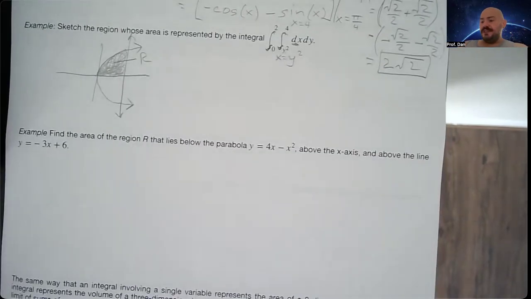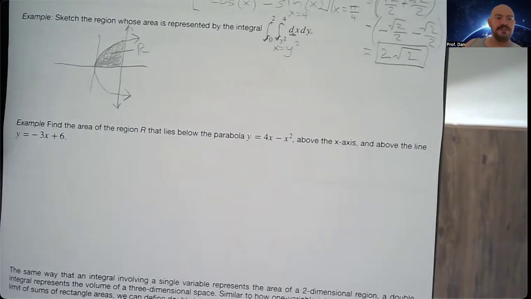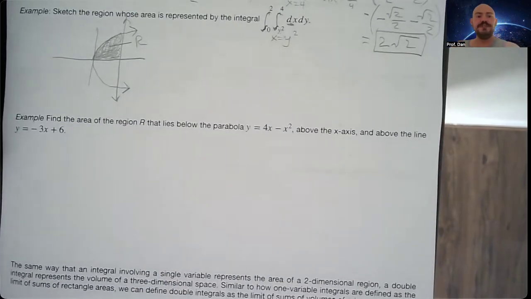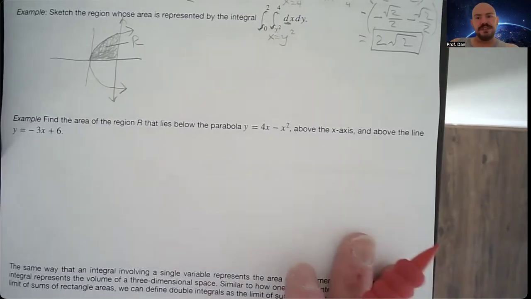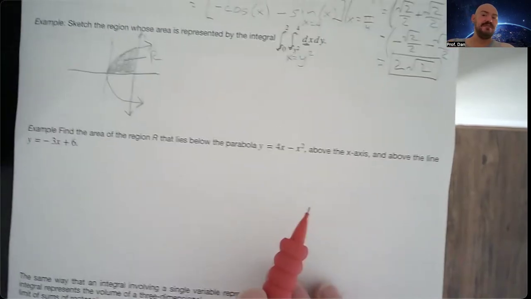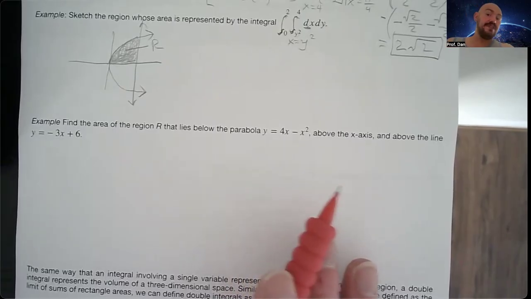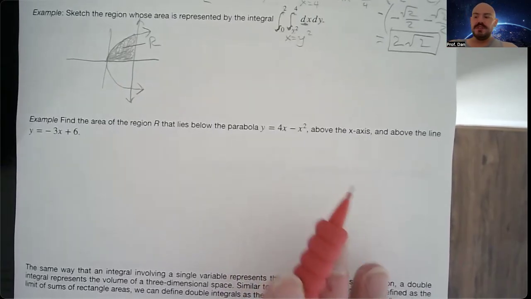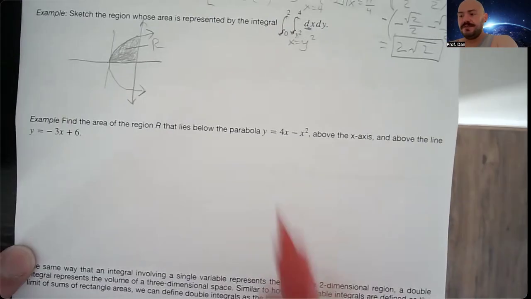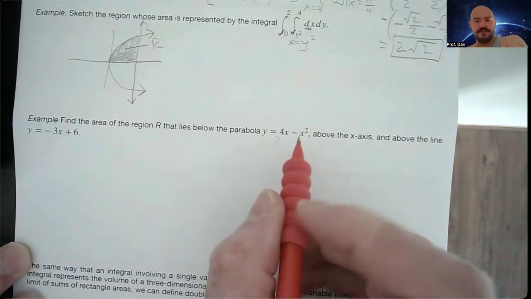Okay, now for a slightly tricky one. Let's say we want to find the area of the region R that lies below the parabola given above the x-axis and above the line y equals negative 3x plus 6. The reason that this one is tricky is because you actually have to split this into a couple of different terms. Because if you were to graph this region out, first off, yes, you can.